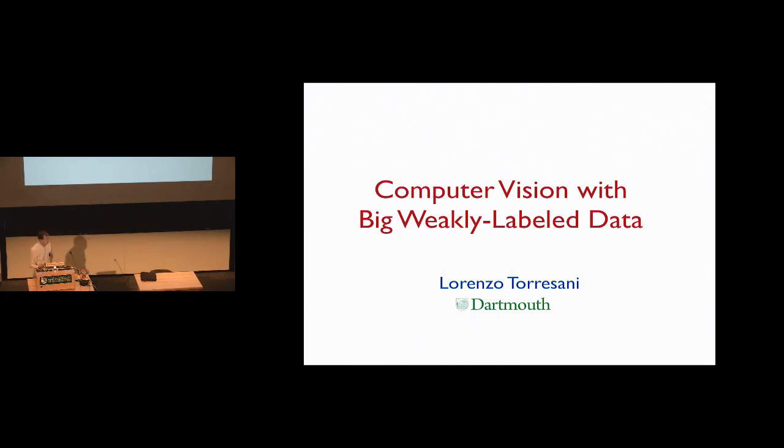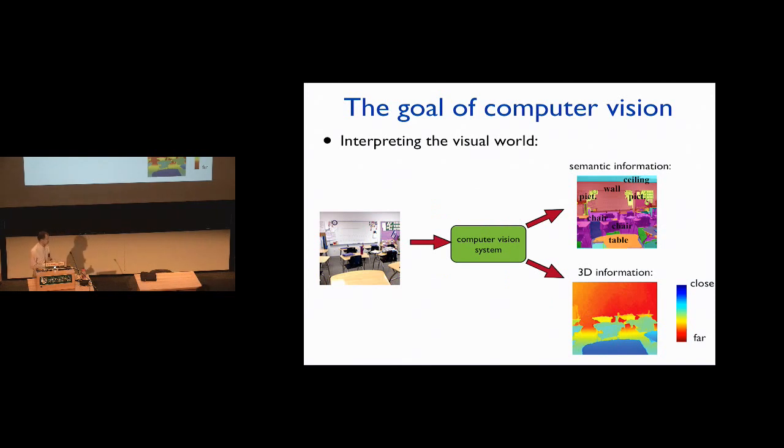So, as Brian mentioned, the field of my research is computer vision and machine learning. And today I'll be talking about the topic of learning computer vision models using large collections of big weakly labeled data. And I'll explain what that means later. But let me start, first of all, by describing what computer vision is about.